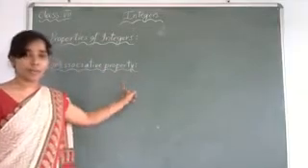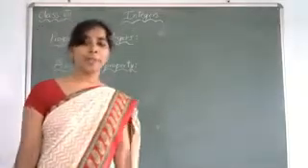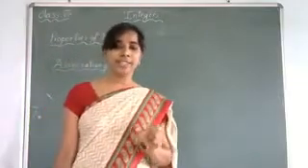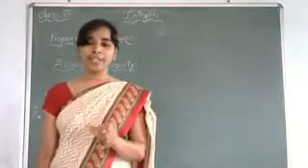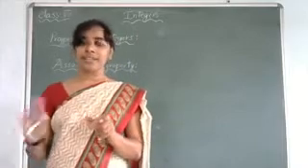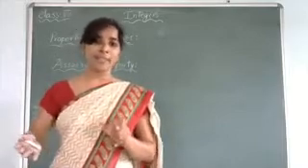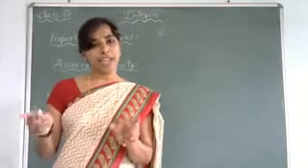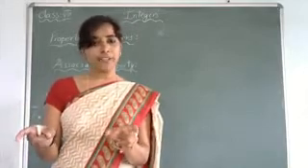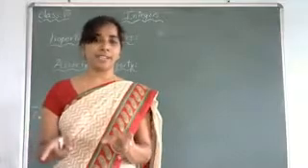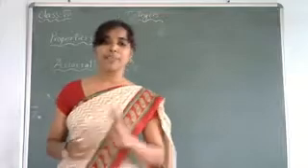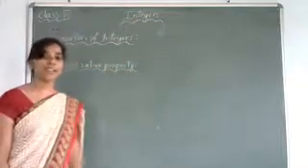Okay, associative property. Just like in the commutative property, where we took any two integers and added them in one way and then another way by changing their places, and we got the same result, in associative property we have to take three integers.